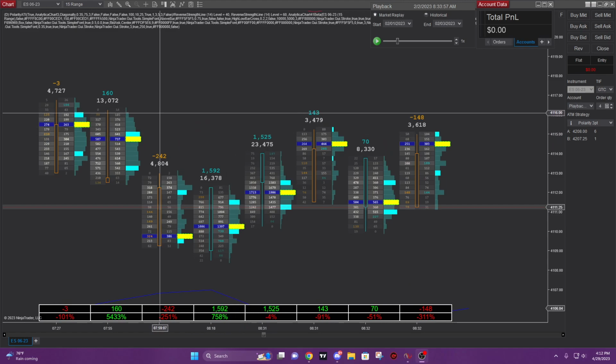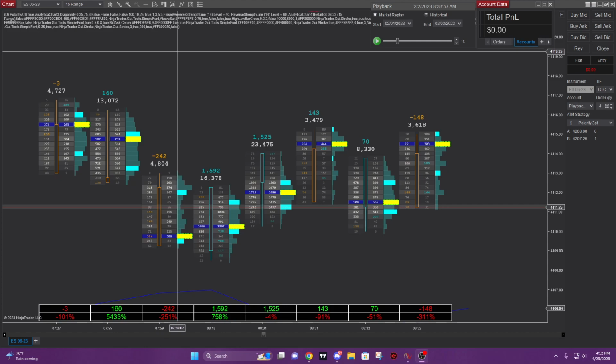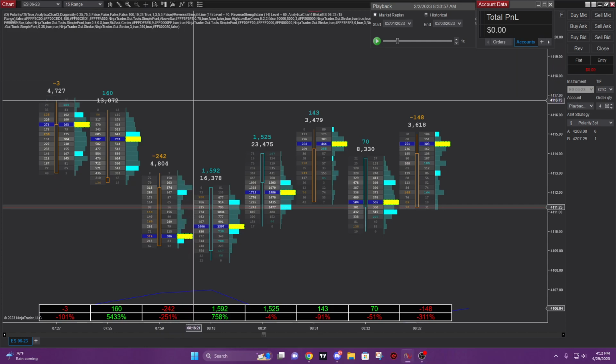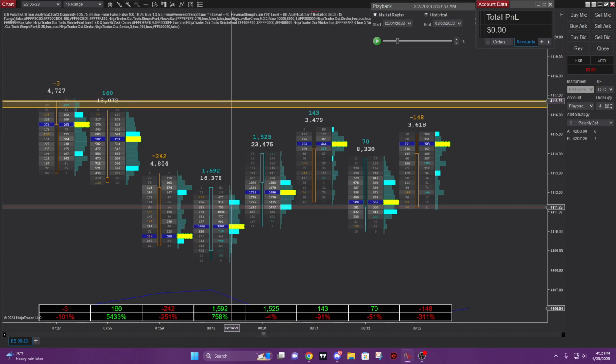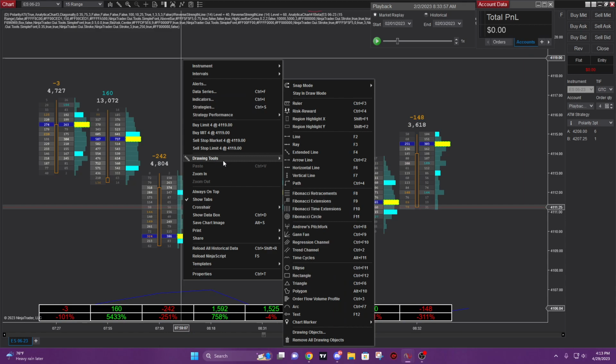So to draw absorption levels on NinjaTrader, my hotkey is Shift F2. Okay, and that brings up this drawing tool. You can also go to drawing tools here, and then it's this region highlight Y.